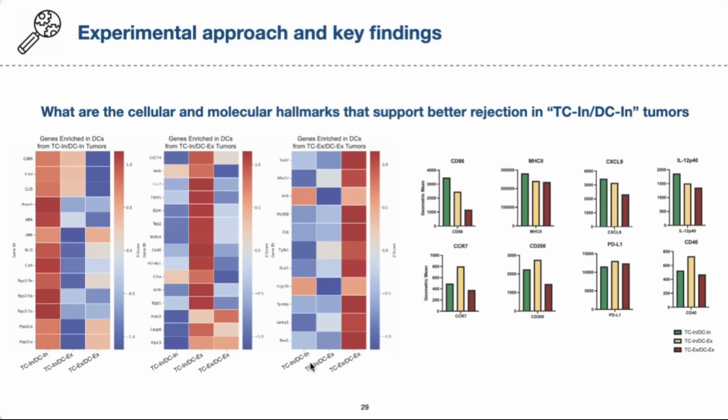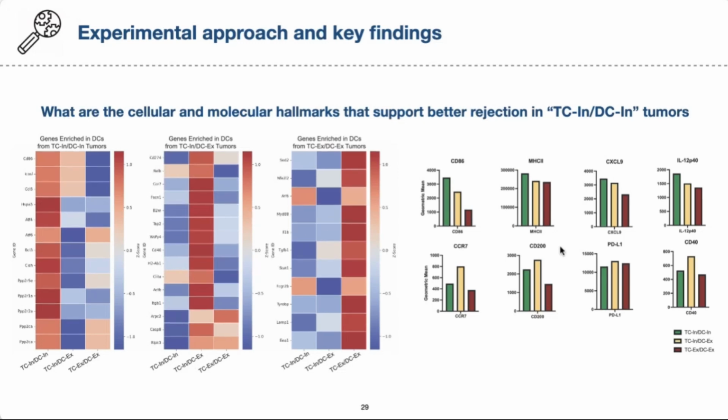And finally, when we looked at the gene expression of cDC1 dendritic cells in T cell excluded and dendritic cell excluded tumors, we saw really more of an immature dendritic cell type phenotype with a number of inflammatory genes like IL-1 beta and TGF beta, but low expression of classical migration signature or co-stimulation signature genes. And when we look by flow cytometry, this result was largely supported.